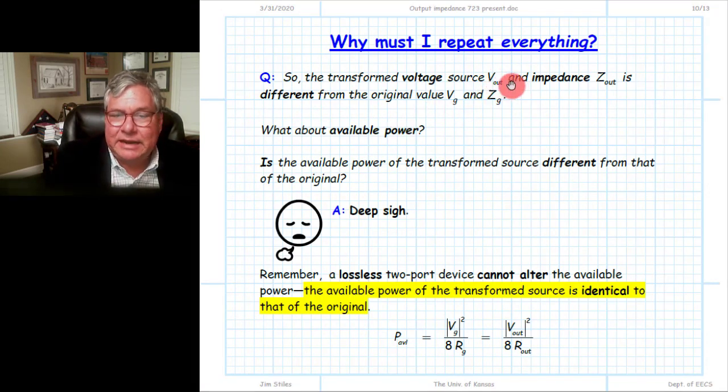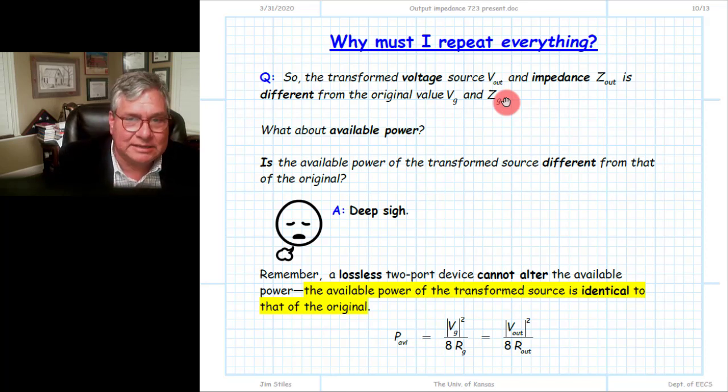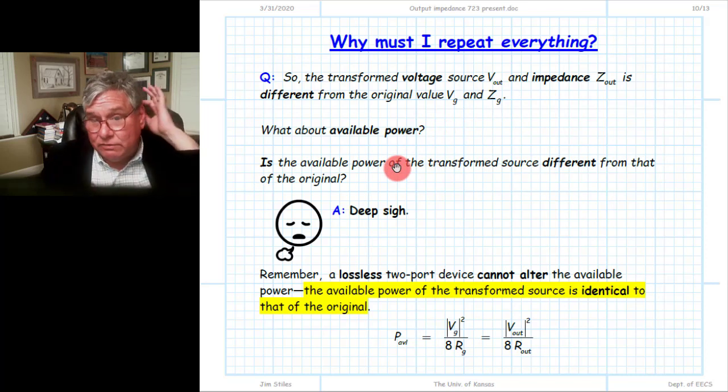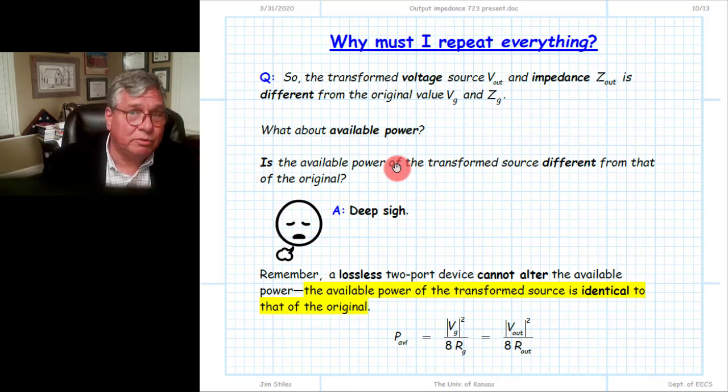We know then that the transformed open circuit voltage V out is different than VG, different magnitude, different phase. And Z out is different than the original source impedance ZG, different real part, different imaginary part. Everything seems to be transformed by this length of transmission line. Nothing stays the same as it was before. But let's ask ourselves about available power. Will the available power of the transformed source be different from that of the original?